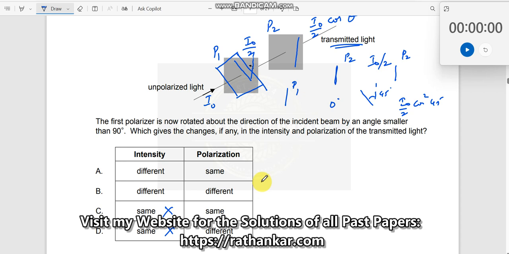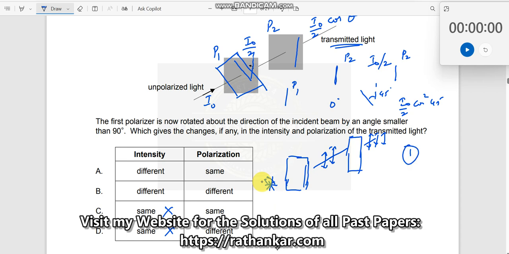Next comes polarization. When you have unpolarized light, the vibrations are confined to all the planes. In every plane the light is vibrating. When you keep the polarizer like this, you only get vibrations which are parallel to the transmission axis. Now if I keep one more polarizer here, what is the outcome? The outcome will also be like this. This is in the case of the first setup.